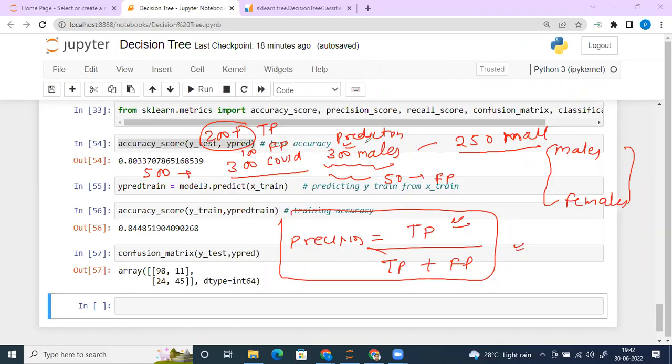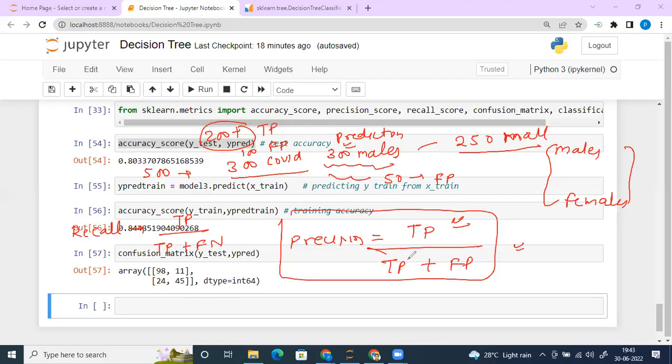Clear? Similarly, we have recall. What is recall? Now you can understand it yourself. Recall is true positive upon true positive plus false negative.